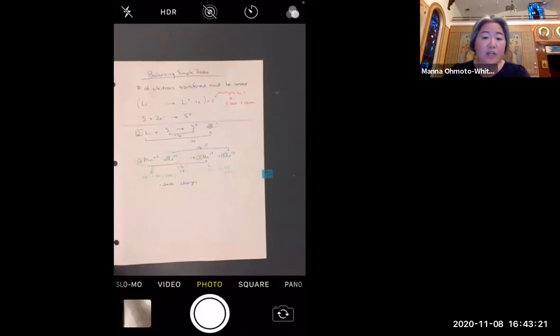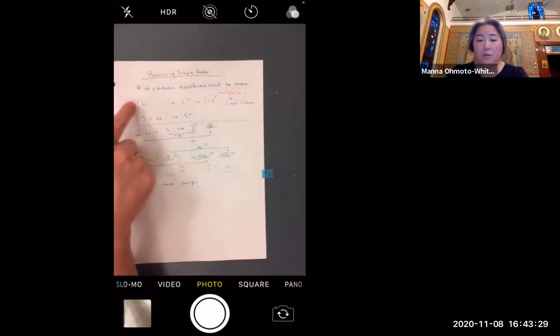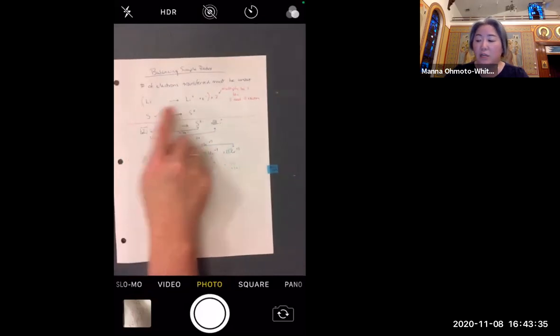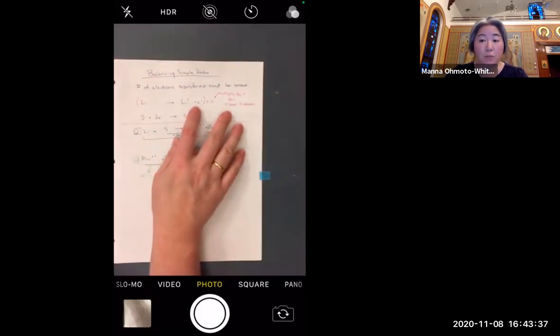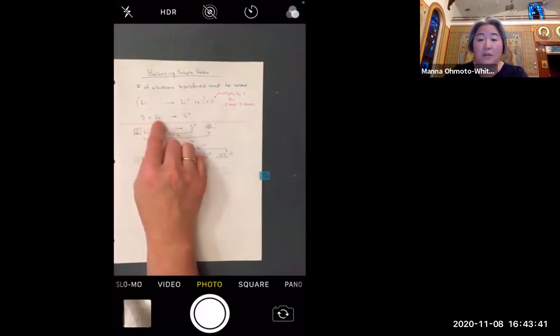Balancing simple redox reactions. What we're looking at is making sure that the number of electrons transferred is constant. So here I have a reduction reaction and an oxidation reaction. My lithium is the oxidation reaction because it's losing electrons. Oxidation is loss. And sulfur is gaining those 2 electrons.